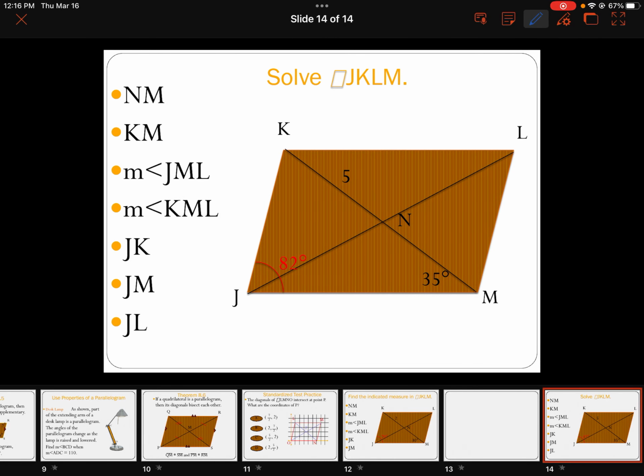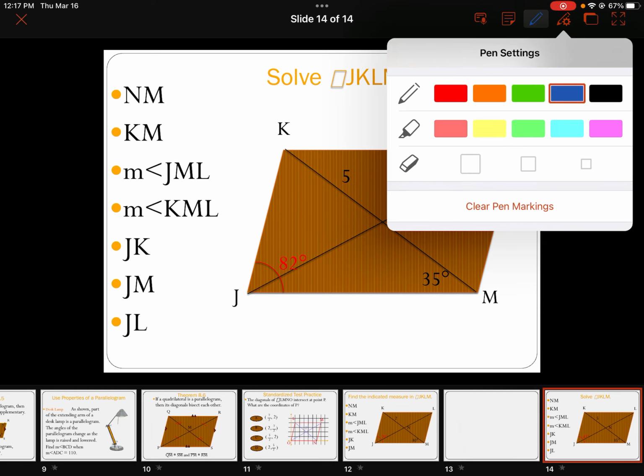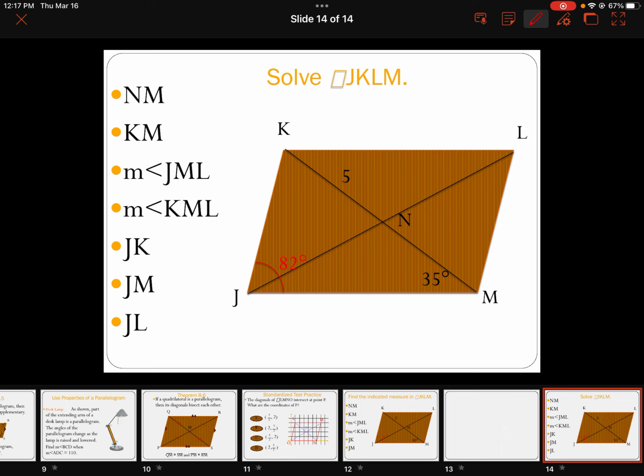This is the third video for section 8.2. We're going to solve a parallelogram. We have a definition for a parallelogram. We have 4 theorems. Plus, we have a lot of knowledge about triangles that'll help us here too. The first thing we want to do is find the distance from N to M. Since this is a parallelogram, those diagonals bisect each other.